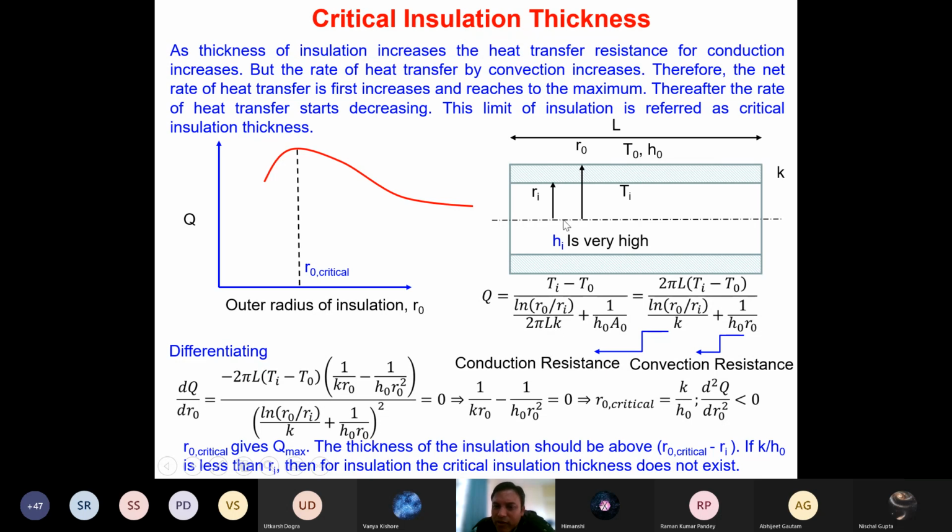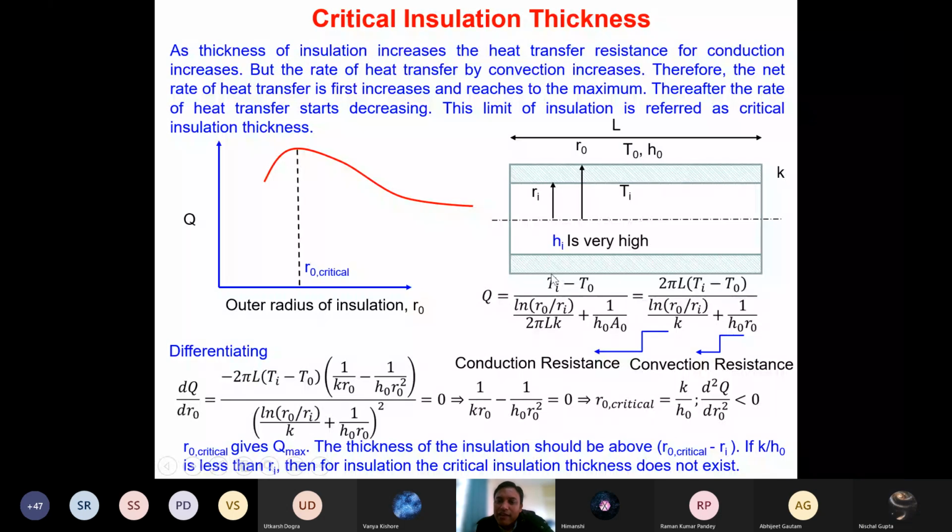Remember, the inside convective resistance we are assuming negligible because hi is very high. But this h0 will have a significant value, because this is the rate limiting resistance, isn't it? So that will be given as 1 by h0 A0, isn't it? Correct? Yes or no? Yes, sir.